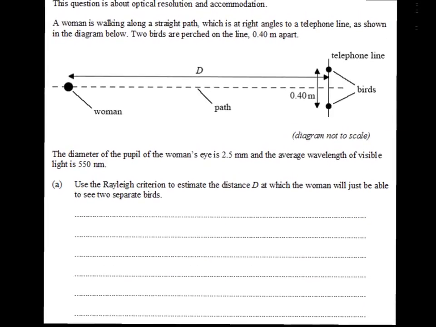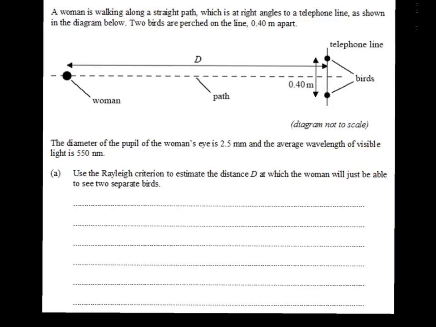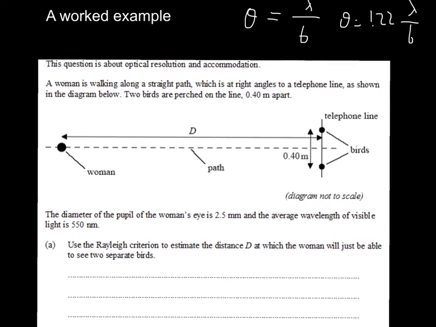So we have a woman walking this way, there's a couple of birds. And they're giving us the distance between these 2 birds, and they're also giving us the diameter of the pupil and the average wavelength of the light. And we're going to need these two things because we need them for this formula here.